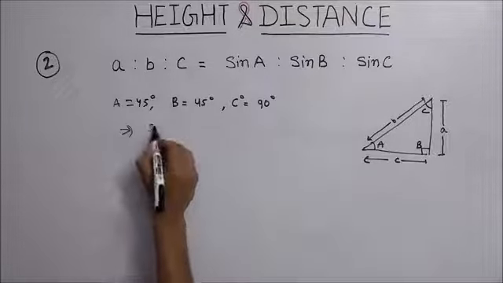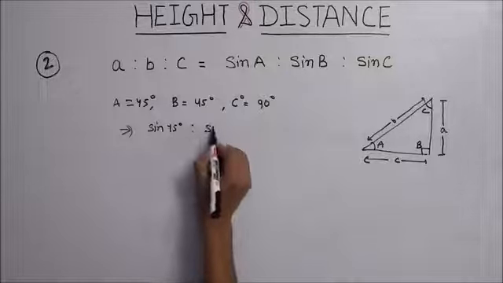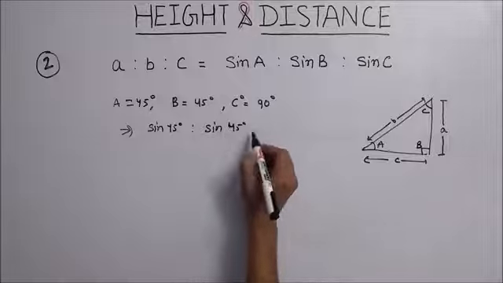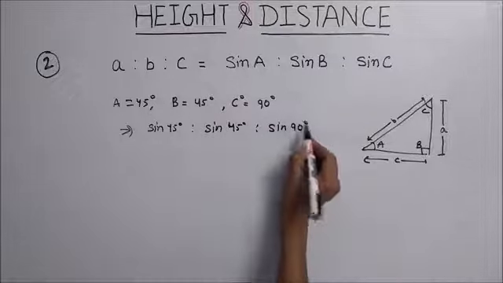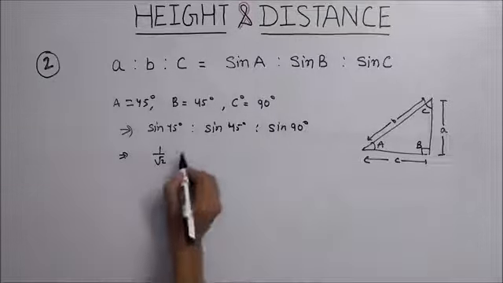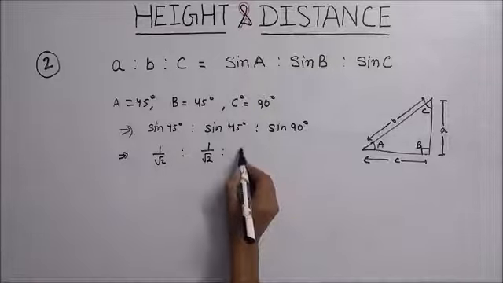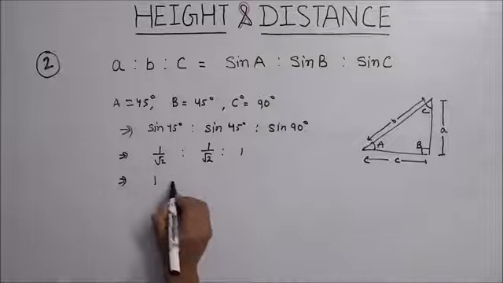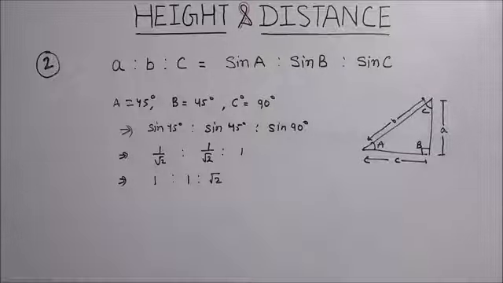Now put the values: sine 45 degrees, sine 45 degrees, sine 90 degrees. Put the value of sine 45, that is 1 by root 2, sine 45 is 1 by root 2, and sine 90 is 1. When you take the LCM, what you get is 1 : 1 : root 2.